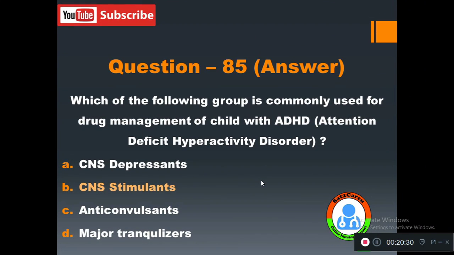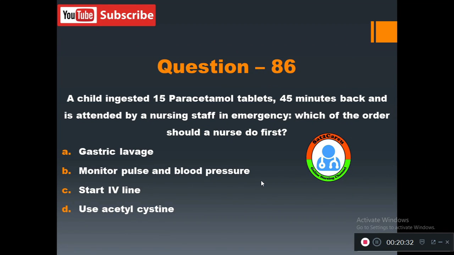Question number 86. A child ingested 15 paracetamol tablets 45 minutes back and is attended by a nursing staff in the emergency department. Which of the following should the nurse do first? Option A, gastric lavage, B, monitor pulse and blood pressure, C, start IV line, and D is use acetylcysteine.